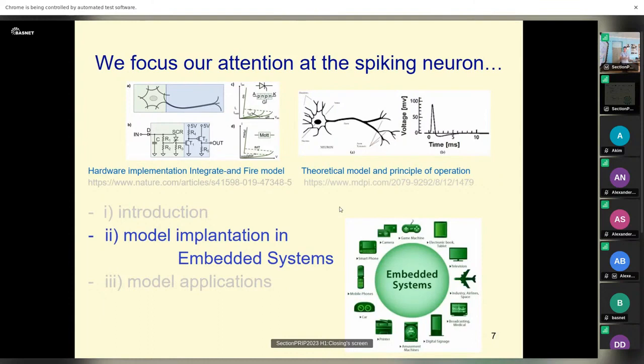About implementation in the system. Some words about this picture. It's a hardware implementation of such a model as integrate-and-fire, with the theoretical model and physical operation you see here. It's a model of our brain.